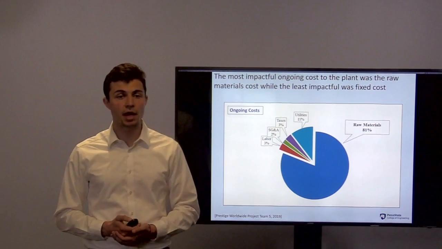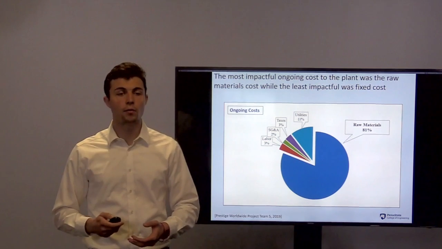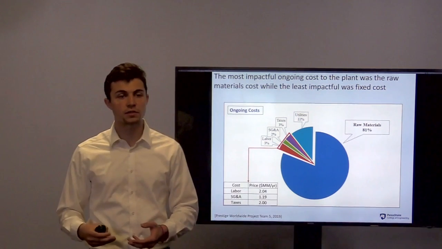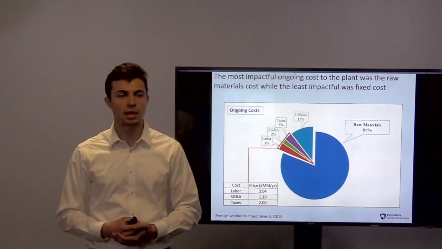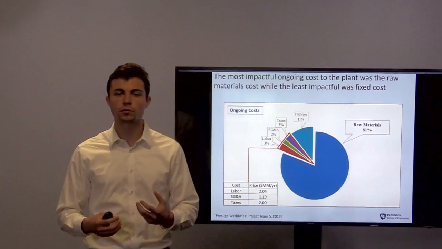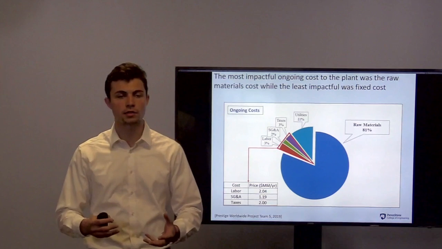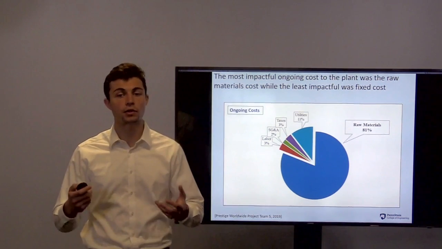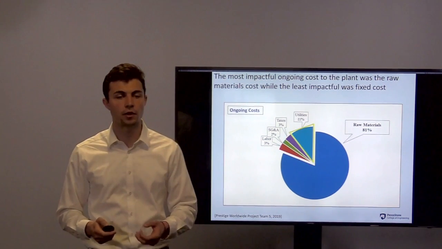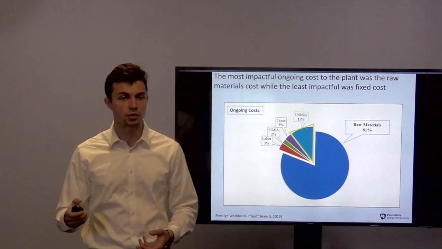And then the least impactful ongoing costs to the plant were our fixed costs. And of these fixed costs, labor and taxes make up the most of that. Labor and taxes contribute roughly 3% each to the total ongoing cost of the plant. And lastly, we have our utility costs, and that's highlighted right there. And next, I'll break those down in this pie chart right here.